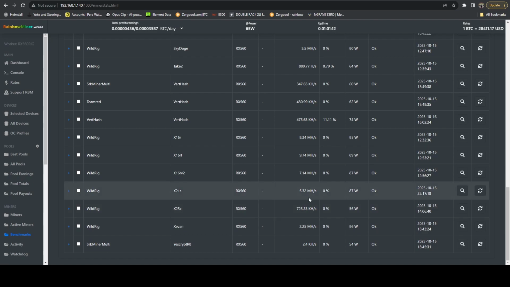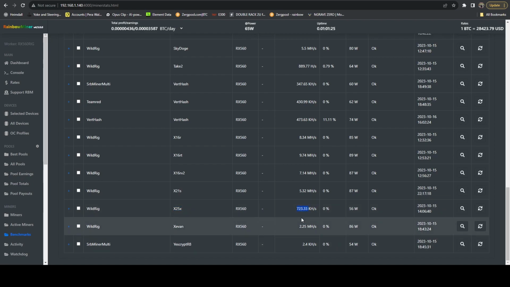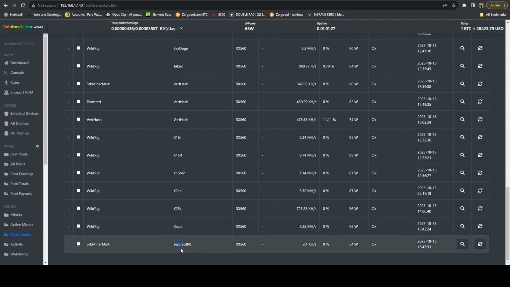They're not the greatest at it, just mainly because Wild Rig isn't the greatest at mining those coins. I prefer T-Rex over Wild Rig when it comes to X21S algo. The other one is X25X, and we got 723 kilohash per second on that. Zevin is 2.25, and Yescrypt R8, which is also a CPU mineable coin, we got 2.4 kilohash per second.